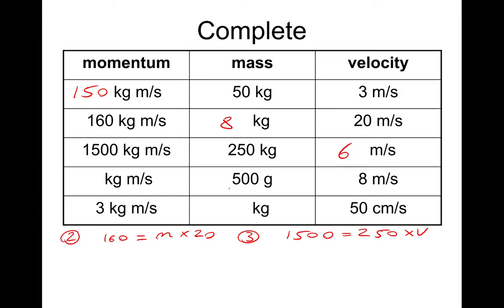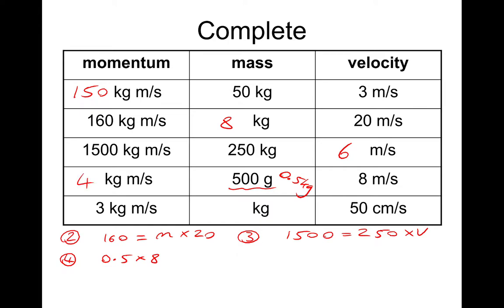Next one, be careful. Hopefully you've spotted this one, 500 grams. So grams into a kilogram is 1,000, so 500 divided by 1,000 gives us 0.5 kilograms. Then it should be straightforward for the momentum. So number 4, momentum is mv, so it's just 0.5 times 8. Half of 8 is 4 kilogram meters per second.